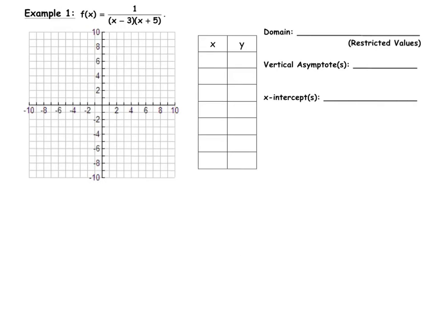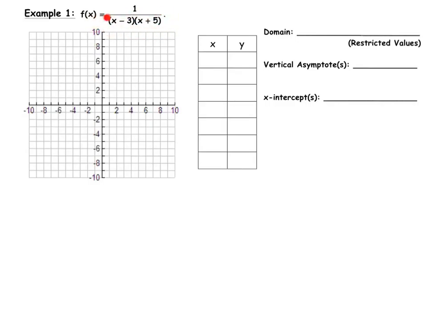Example 1. 1 over the quantity x minus 3 times x plus 5. So again, you'll notice I have x's in my denominator. This is not an absolute value. This is not going to be a V shape. This is not a quadratic. It's not going to be a U shape. This is not a square root. It's not going to be an R shape. This is going to be different than all of those. We can't use any of the patterns.